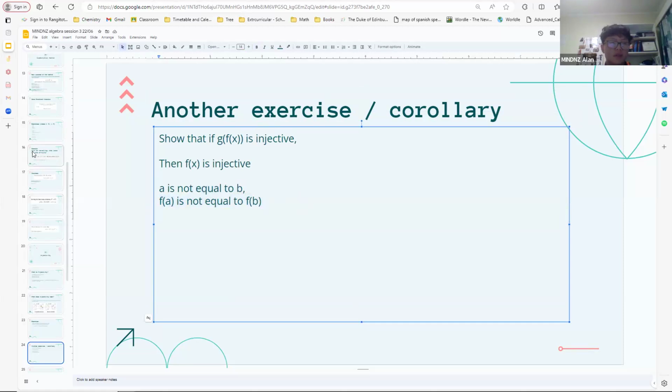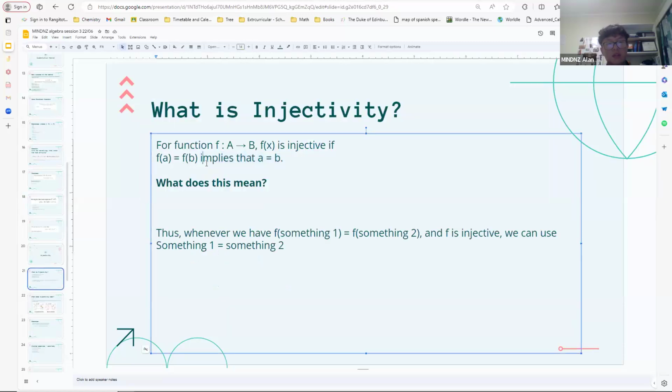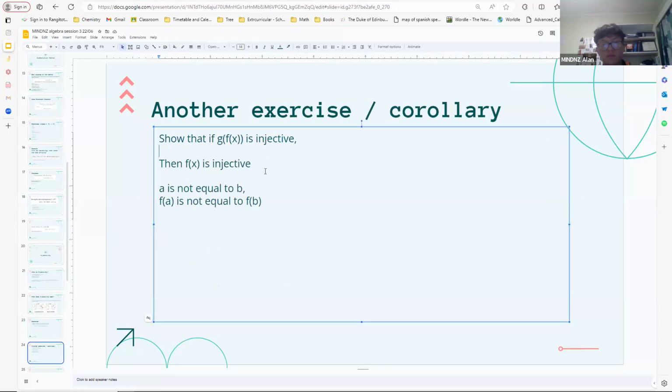This is the contrapositive of the first statement, of this one, because this one says that f of a equals f of b implies that a equals b. Basically uniqueness. So if f of x is not injective, then there must be a and b such that f of a equals f of b, right? Is everyone following?